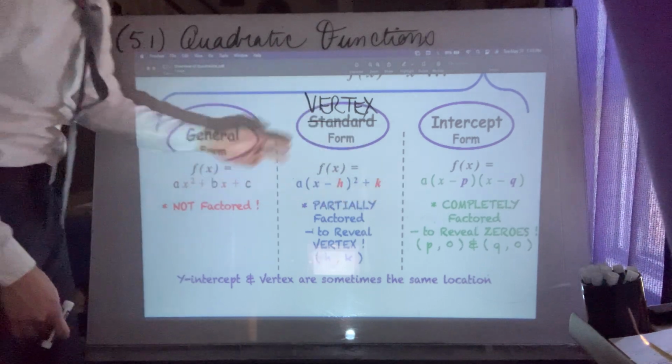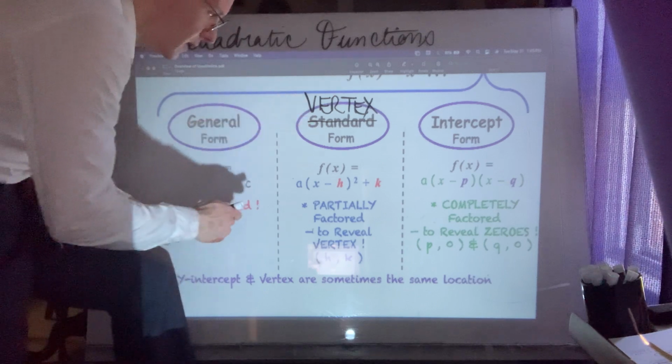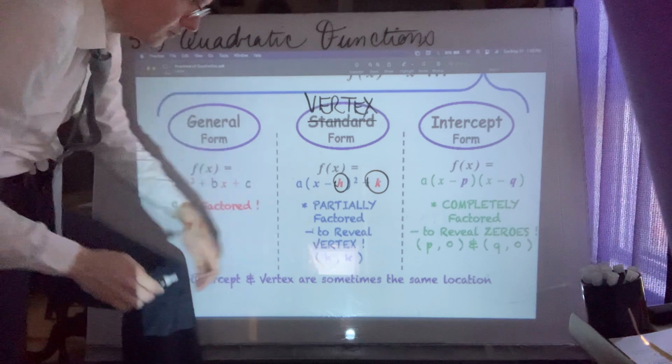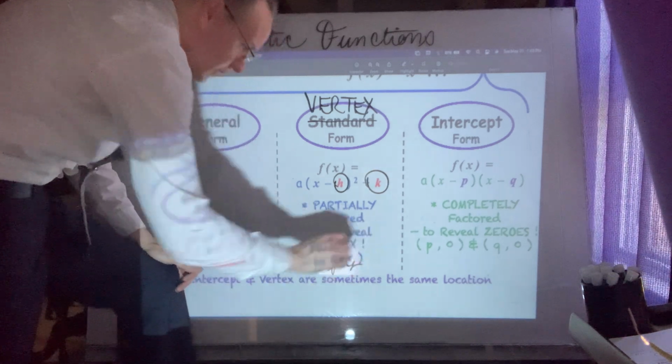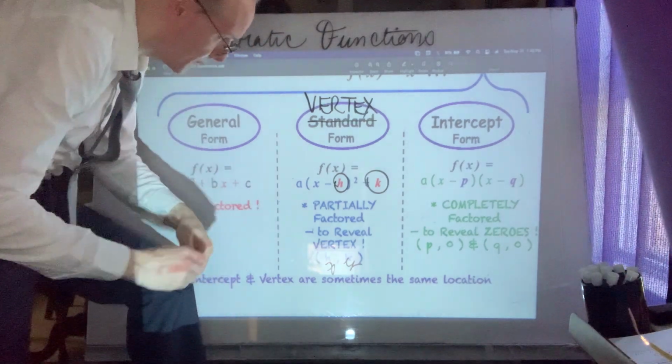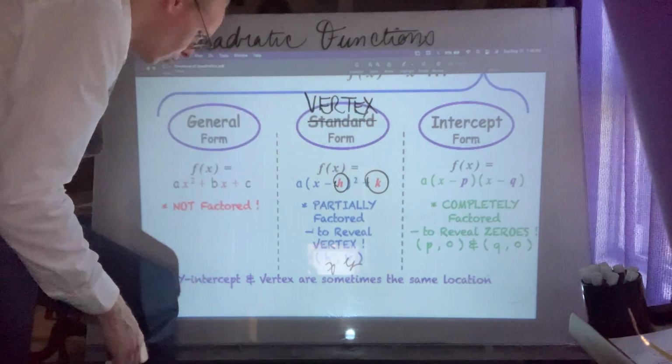Something that is in the vertex, i.e. standard form, tells you the location of the vertex. Remember, h is a stand-in for x and k is a y, essentially. Remember the equation of a circle? Same labels, h and k, not sure why.